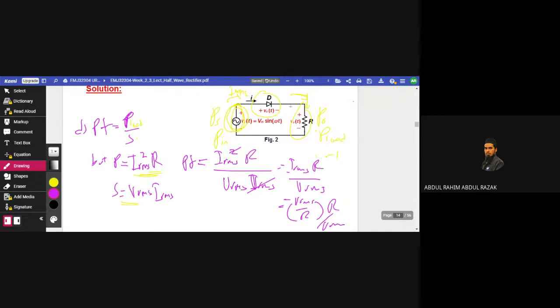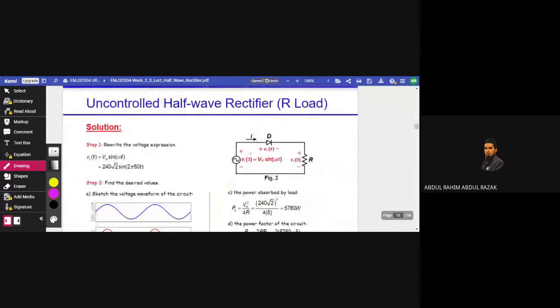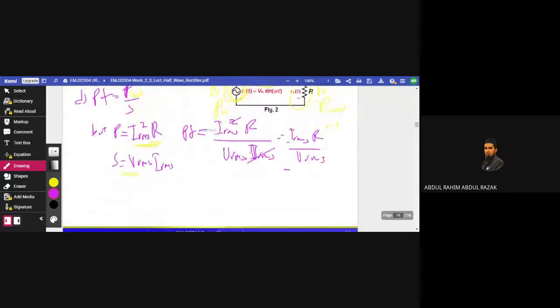Okay, sorry. IRMS is this one, VM over 2R. So it is VM over 2R times R divided by VRMS. You cancel R, and it remains as VM divided by 2VRMS. So it returns as 0.71 as well: V maximum, the V peak, divided by 2VRMS. So this is your power factor. You have to prove it based on the initial calculated values that you have performed.